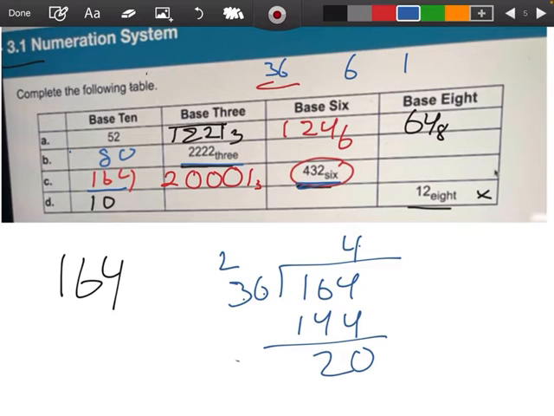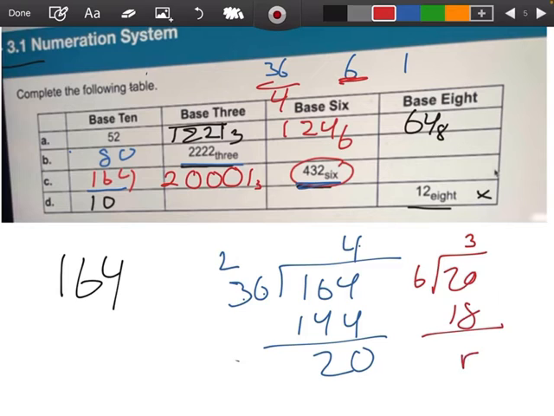So I know that for my 36s, I have 4 of them. Now, I'm going to take 20, and I'm going to divide it by the next number I have, which is 6. That's going to go in 3 times, right? And my remainder here is going to be 2. Okay, so for my 6s, now I have a 3, and my remainder is 2. So notice how I'm going to write this out. First number is a 4. Where am I? 164. Oh, guys, look what I got. 432, which is what we had.